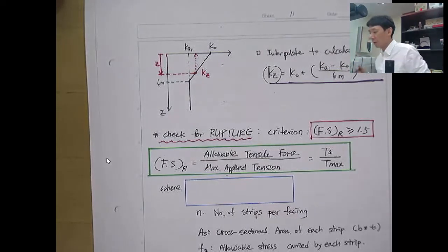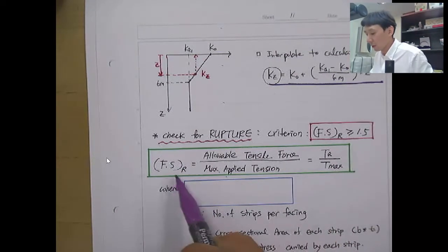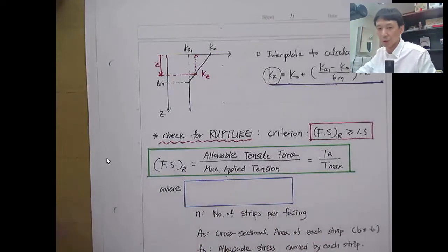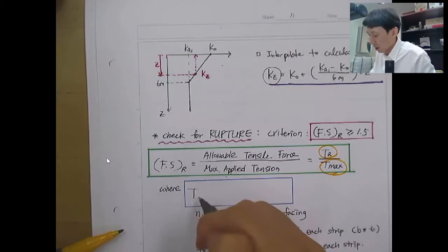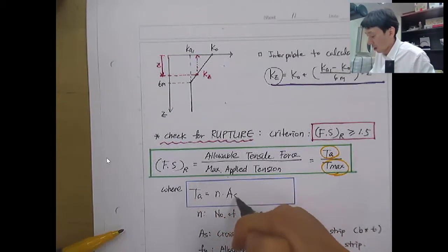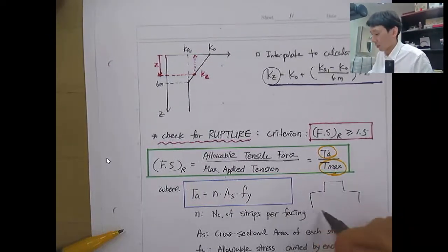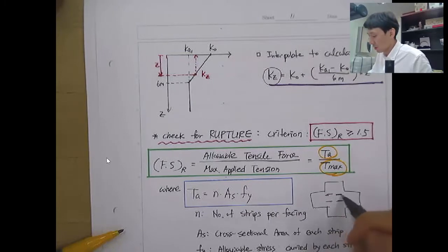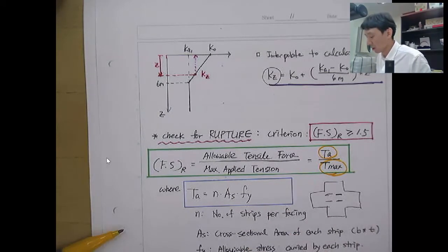Now we can check for the rupture. Here the factor of safety criterion is 1.5, and the factor of safety against rupture is computed as the allowable tensile force divided by the maximum applied tension, TA over Tmax. Let's compute TA. TA will be N times AS times Fy. If you have a facing element like this and maybe N is 4, each strip will have a cross-sectional area AS, and Fy will be the allowable stress, or the tensile yield stress, carried by each strip.